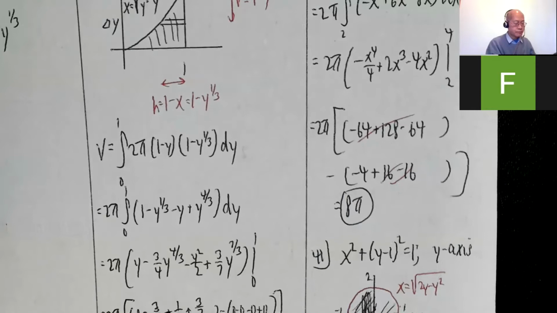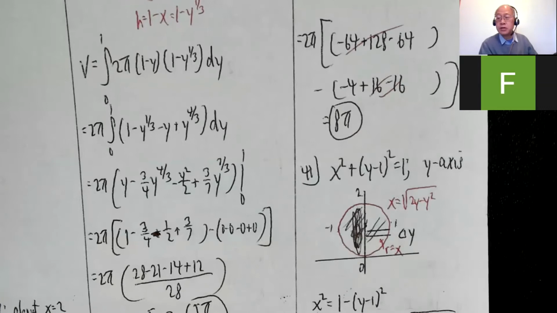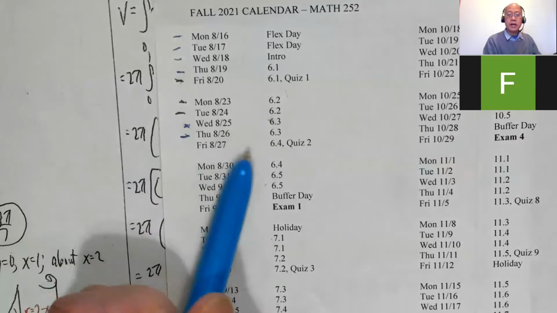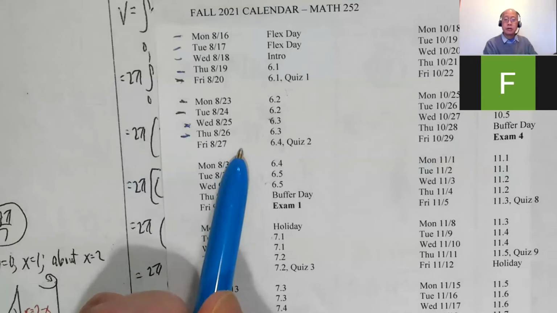All right, and the last one I was gonna show you is 41. Then I'd actually be done with the section. It's only 8:30, so I'll be finished shortly. I'll introduce some of 6.4 just to get a little bit ahead, but we're probably gonna finish a little bit early today.